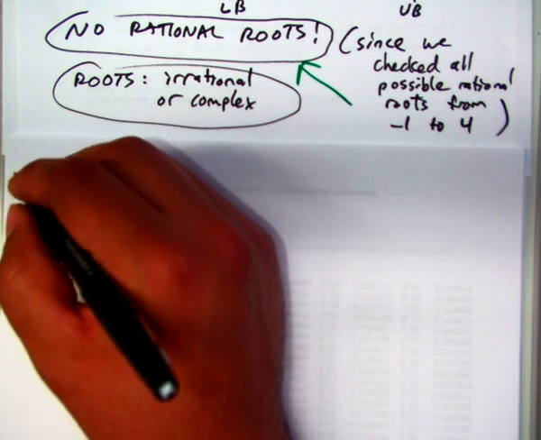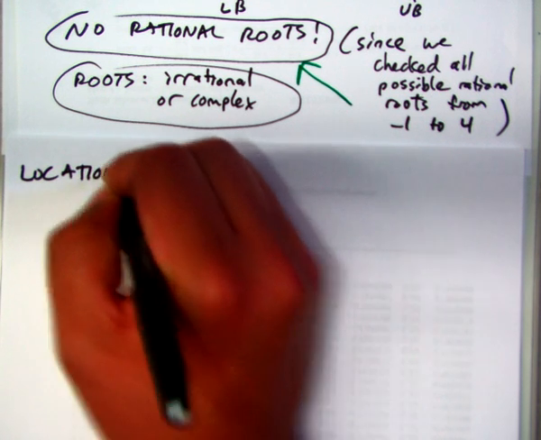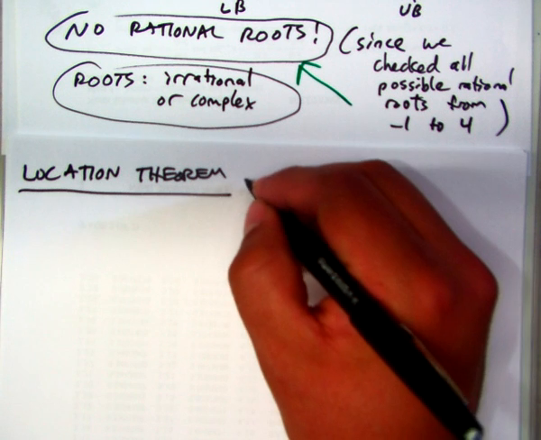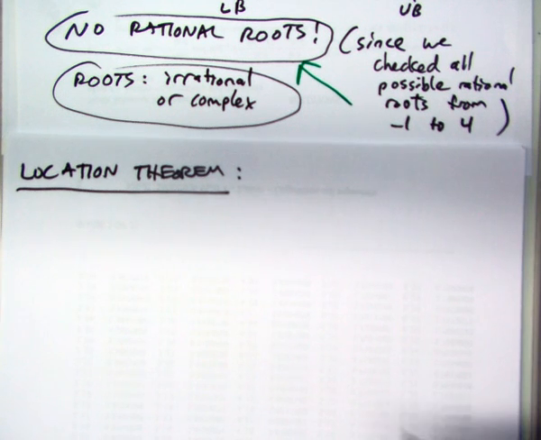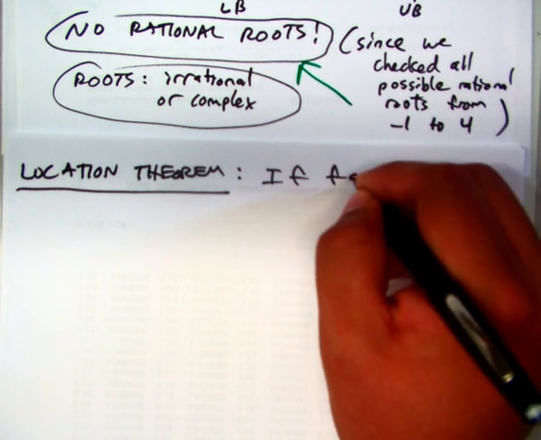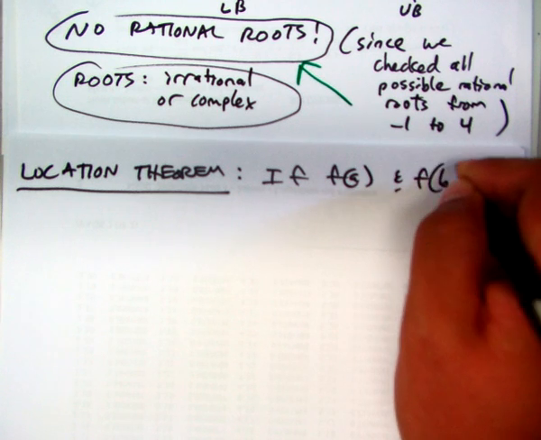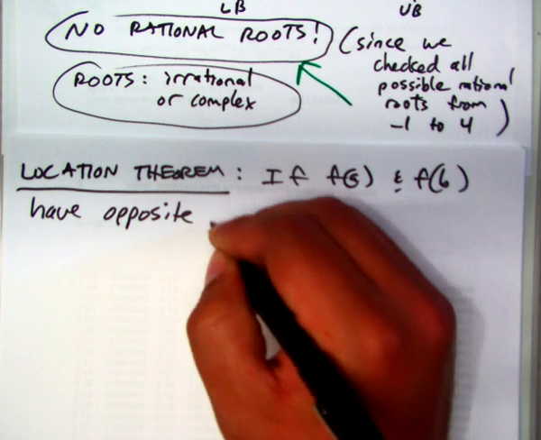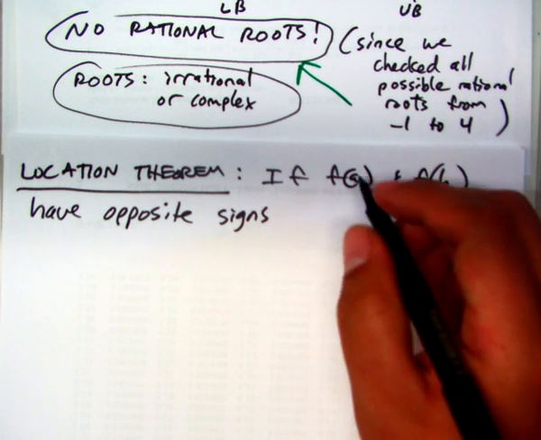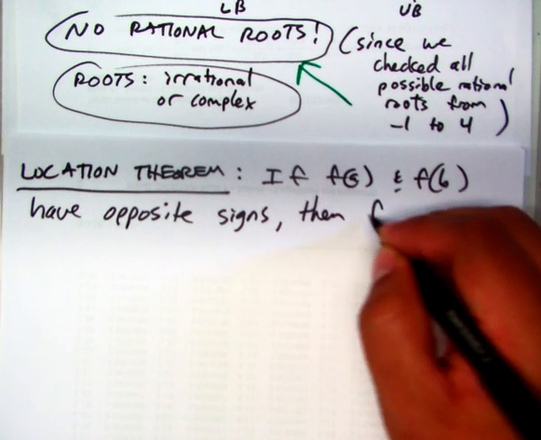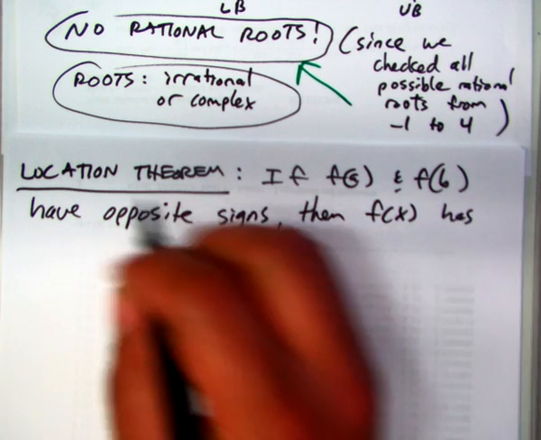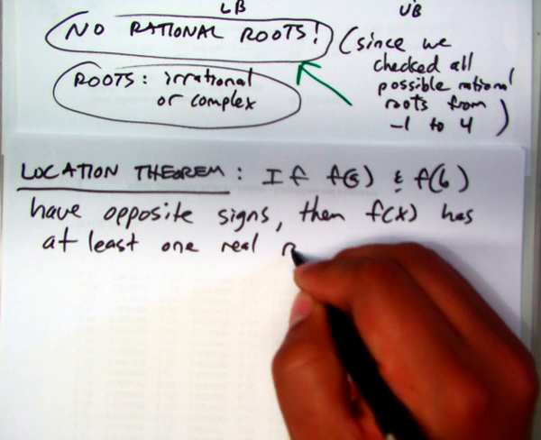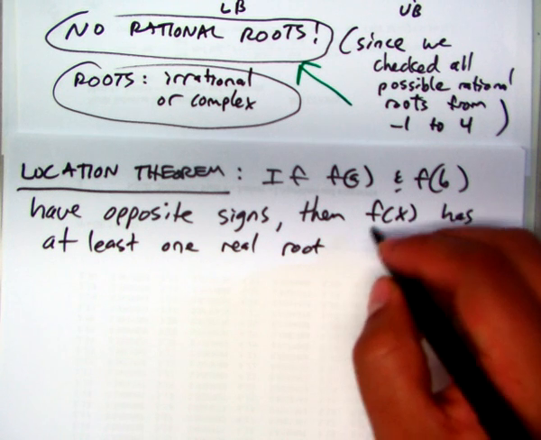It's called the location theorem. If f of a and f of b have opposite signs, then f of x has at least one real root in the interval from a to b.